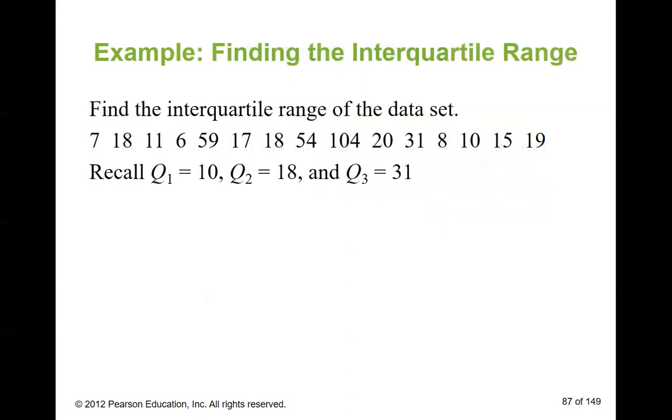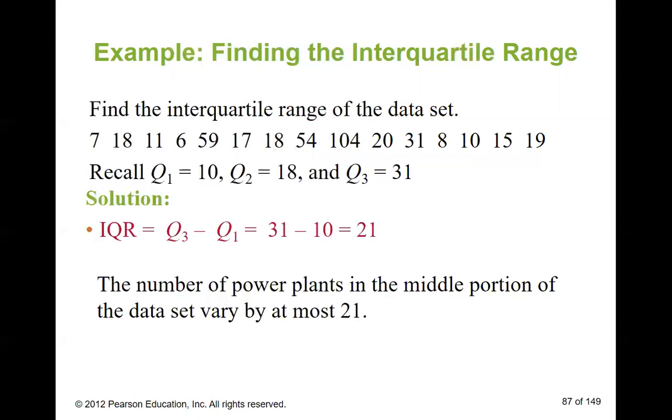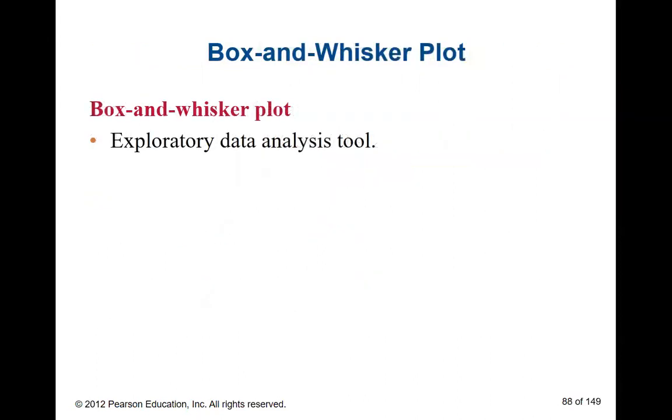Q3 is 31, Q1 is 10. If I take the difference, I get 21. So it means that the middle group only has a spread, a difference of about 21, between what the lowest country has in terms of the number of power plants compared to the one that would be my Q3.